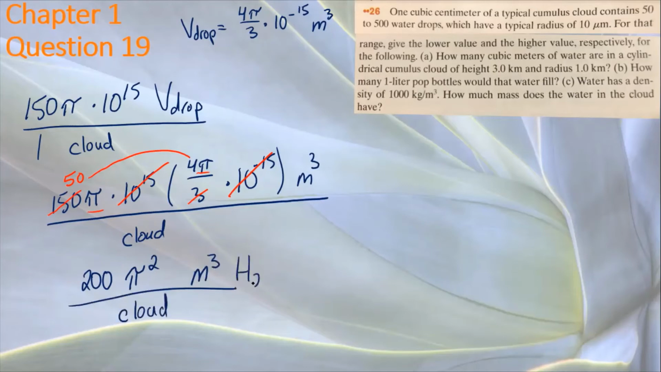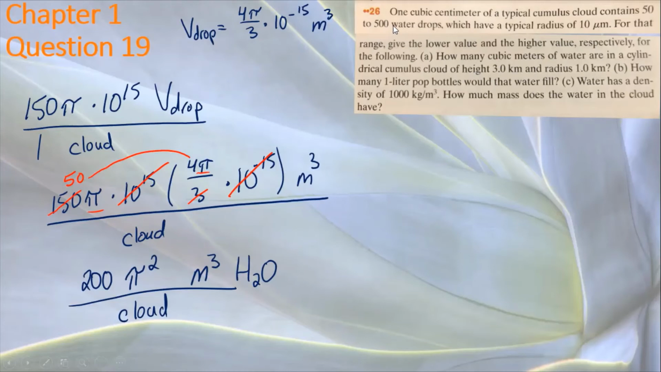And this is the water content in the cloud. So that answers the first part of the question. How many cubic meters of water are in a cylindrical cumulus cloud of height 3 kilometers and radius 1 kilometer? So to review, we had to find the volume of the cloud, the volume of the droplet, the volume of 50 drops, and now we want to find that with 500 drops.